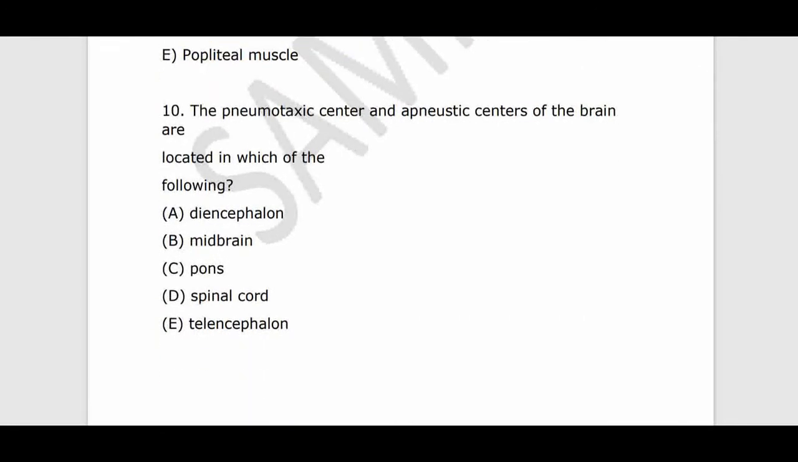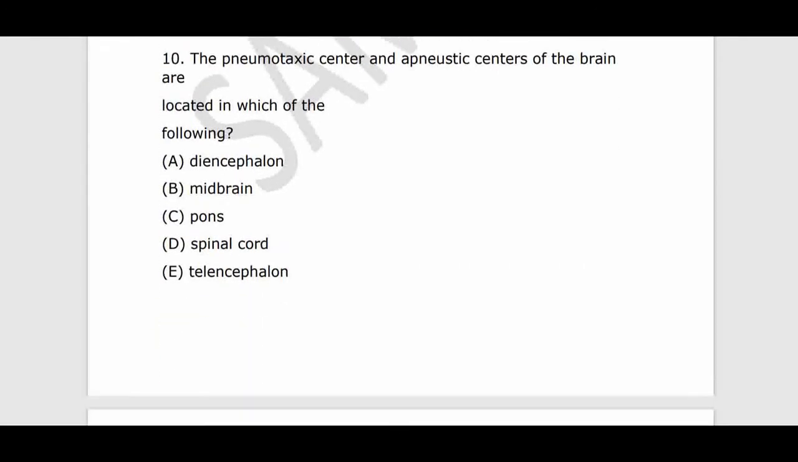The pneumotaxic center, question number 10, and the apneustic center of the brain are located in which of the following? Now they're asking for the location of the respiratory center, and although the answer to this question is pons, I need us to understand that the main respiratory center is actually not in the pons, but in the medulla. Okay, so there are four named centers, but you can just group them into two respiratory centers.